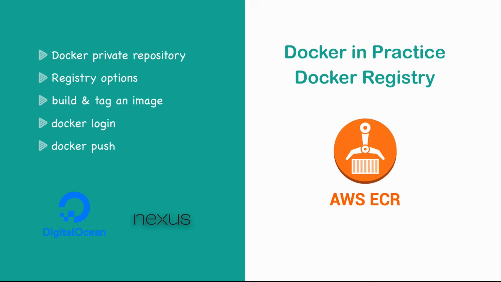So in this video, we're gonna create a private repository for Docker images on AWS ECR. There are many more options for Docker registries, among them Nexus and DigitalOcean. So we're gonna see how to create a registry there, build and tag an image so that we can push them into that repository. And in order to push the images into a private repository, you first have to log into that repository. So we're gonna see how that works.